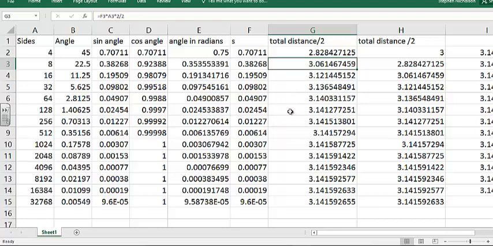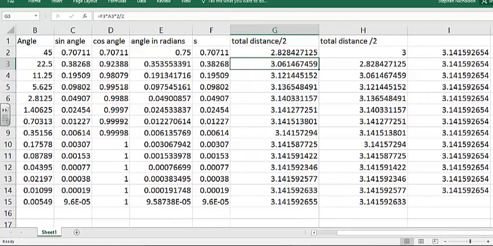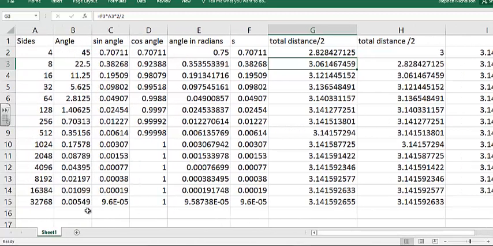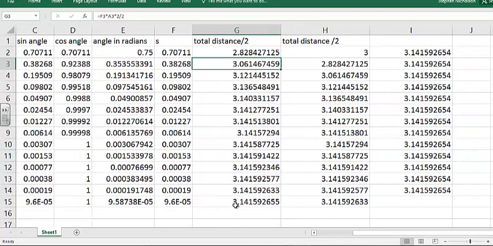And you can keep increasing. So a 256-sided polygon has an estimate of pi of 3.14151381. And you can see over here, this is pi out to 9 decimal places. And you can see after you make a polygon that has 32,768 sides, the estimate of pi is accurate to within 9 decimal places.